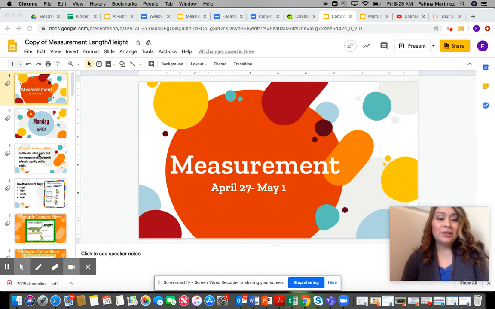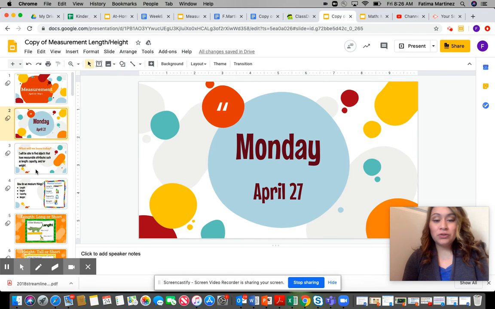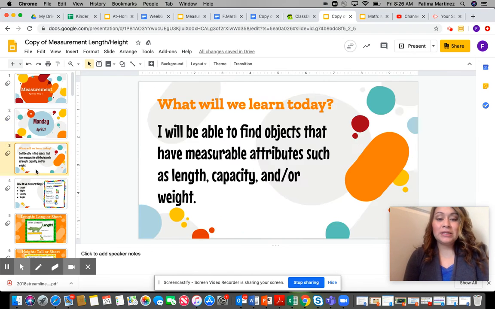So, again, like I told you, today is Monday, April 27th. And now let's go to our LO. So, what are we going to learn today? All right, I will be able to find objects that have measurable attributes such as length, capacity, and or weight.